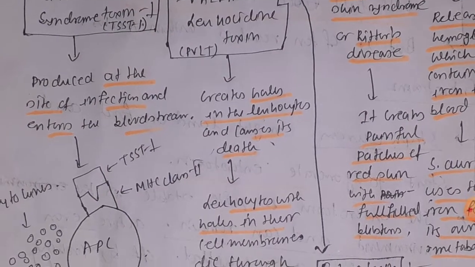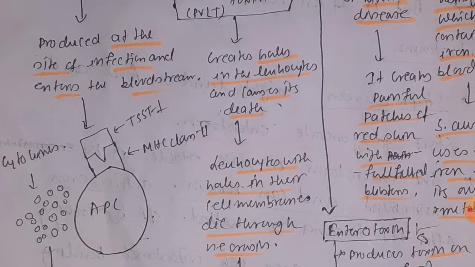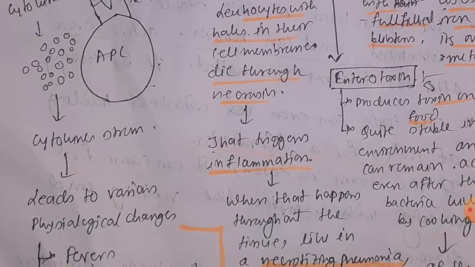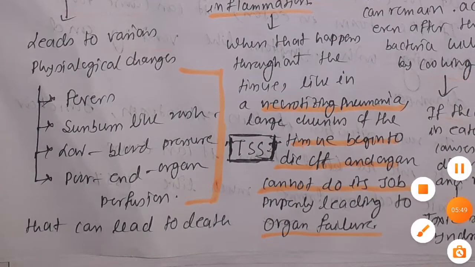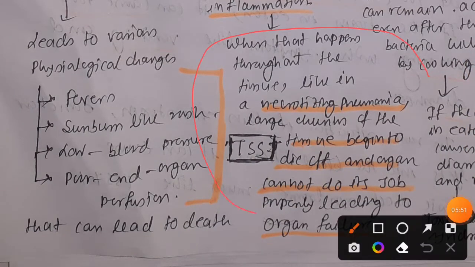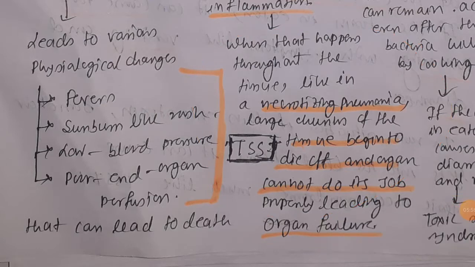Now try to think about this. If it is occurring in a large part of the tissues, what will happen? It will ultimately facilitate organ failure, right? Because we know that an organ is made up of various tissues, and tissues are made up of cells, right?